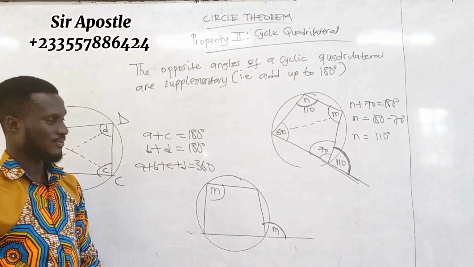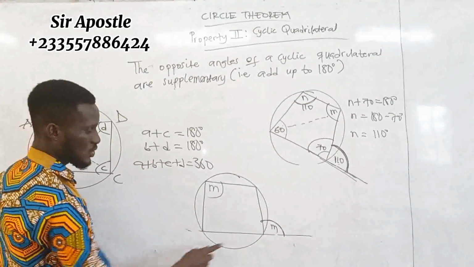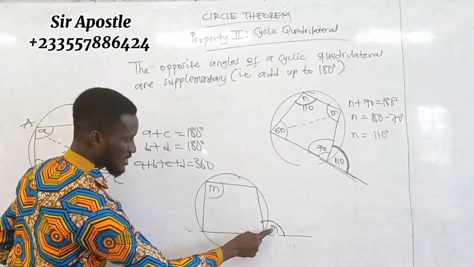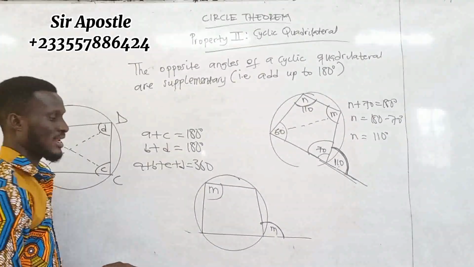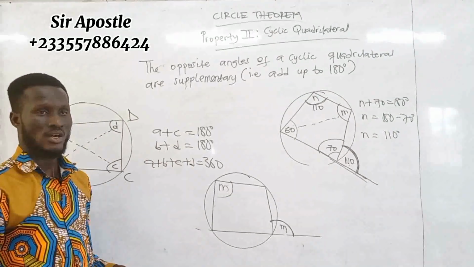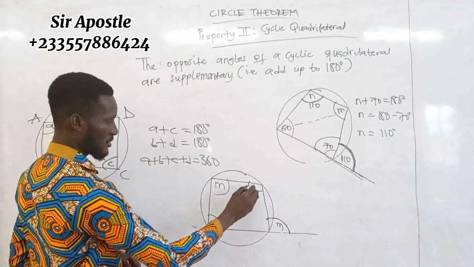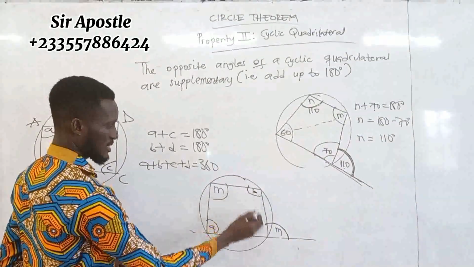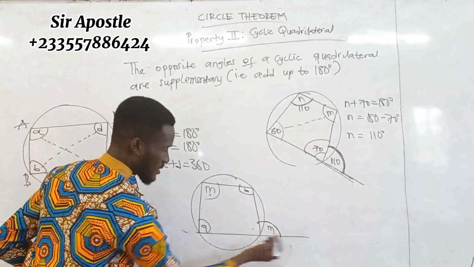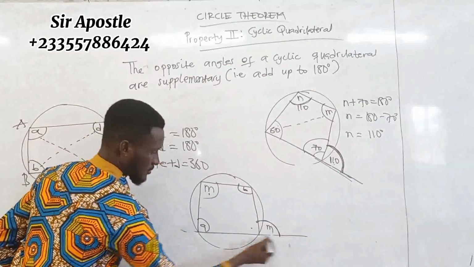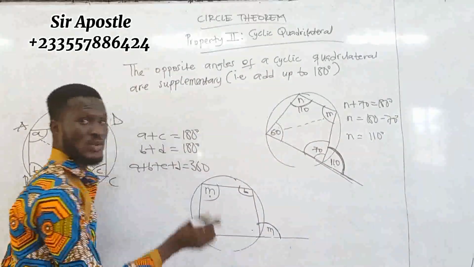So we can say that this side and this side will give us 180. Therefore, here plus here will give us 180, angles on a straight line. Here plus here is supposed to give us another 180, angles on a straight line. So here plus here will give us 180, the same as here plus here will also give us 180. But don't forget that when it is extended, this one is not a tangent.